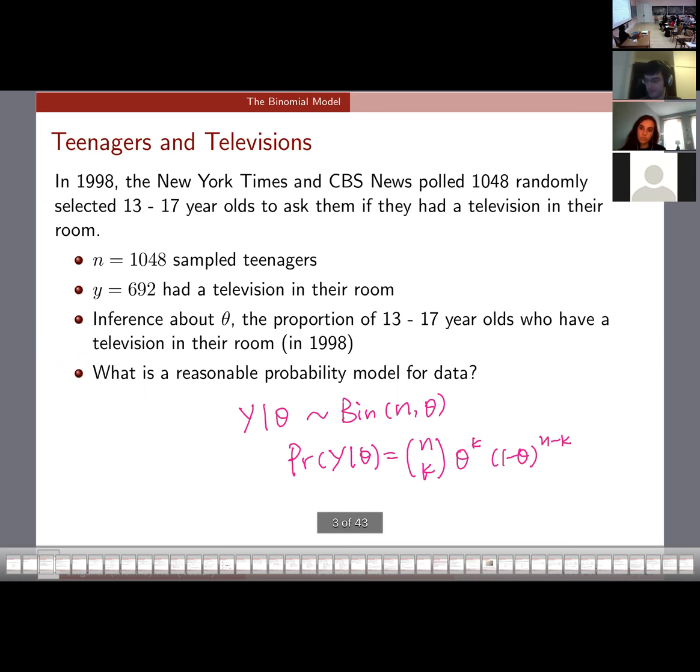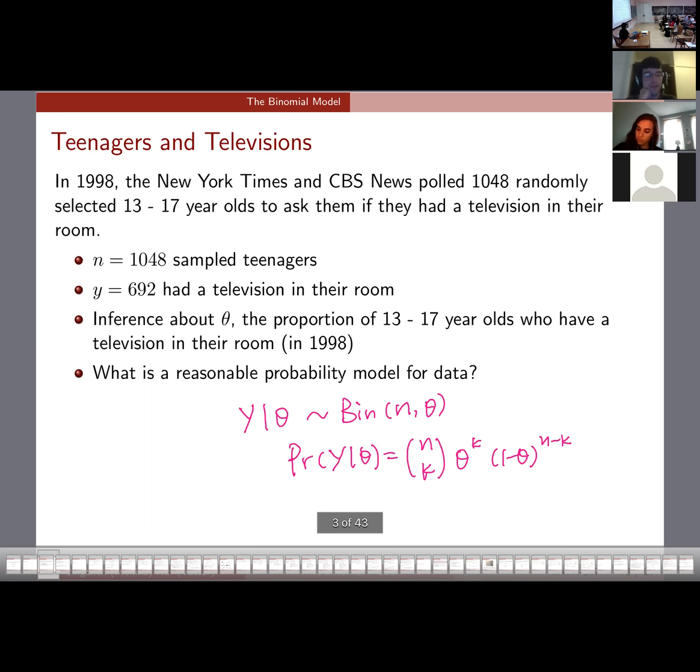Independent observation. So for all of these 1,084 teenagers, we need to assume that they're independent from each other. In particular, whether they have a television or not, this event is independent from each other. Okay, that's one. Yes? Yeah, you need to assume that they all have the same success probability.